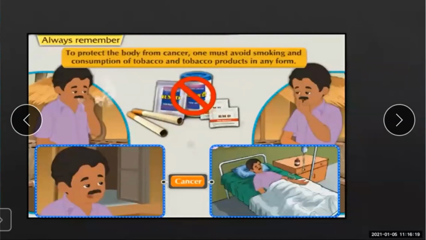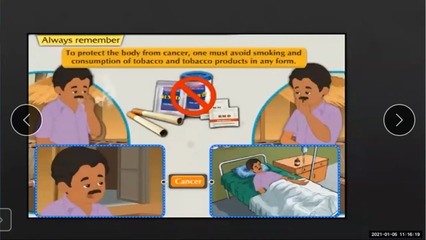While chewing or smoking tobacco or tobacco products, much of the extract is absorbed in the body. Excessive tobacco consumption may cause cancer of the lips, tongue, visual disorders or tremors. So to protect one's body from cancer, one must avoid what? Smoking. To protect the body from cancer, one must avoid smoking and consumption of tobacco and tobacco products in any form. Yes or no?